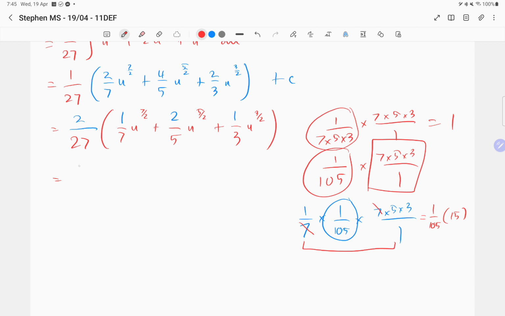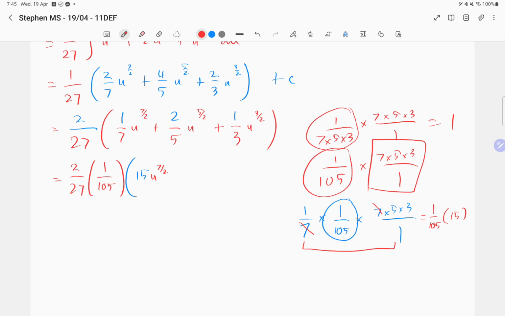So I would take out 1 over 105, so that would be 2 over 27 times 1 over 105. And the first term will turn into 15 u power 7 over 2. Okay, this algebra, you need to think hard about this. That make sense?